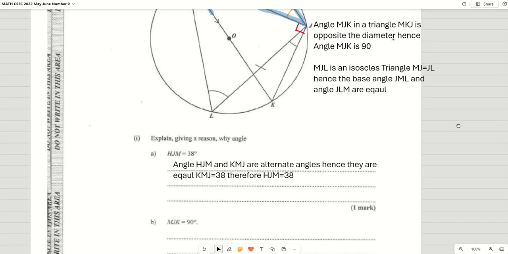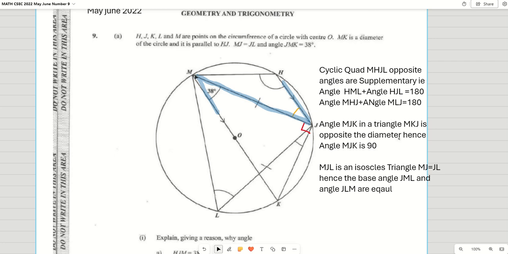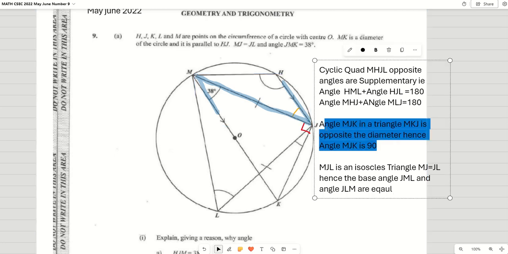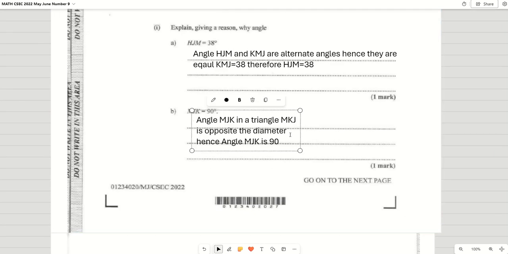Which is equal to 38. This one, you want to know why MJK is equal to 90. We already told you why. Angle MJK in triangle MKJ is opposite the diameter, hence the angle MJK is 90. So we have the reasoning for this already. It's just copy and paste.